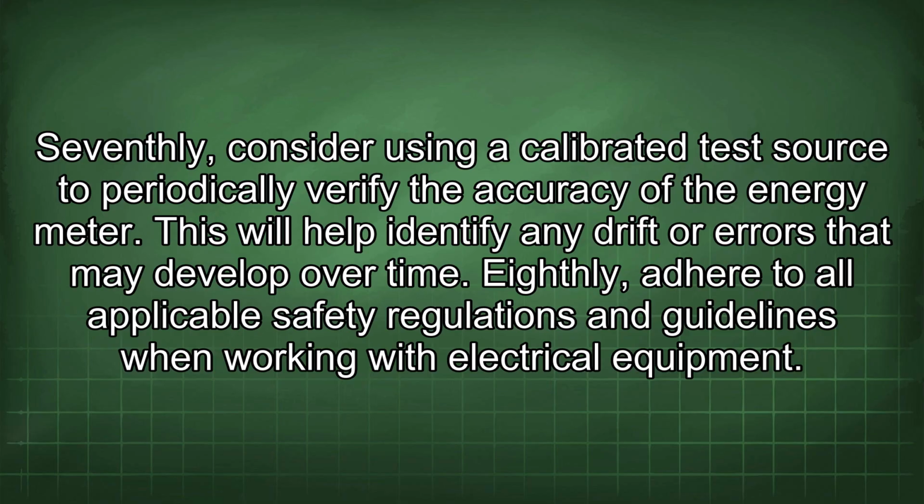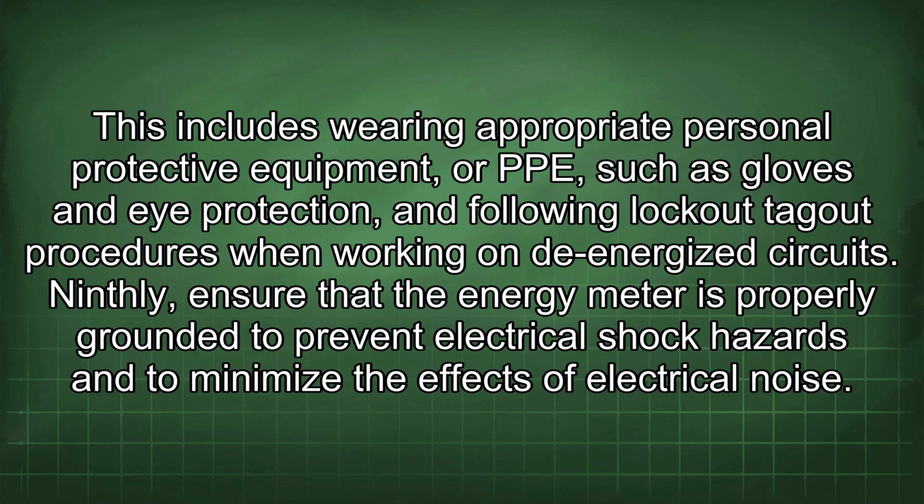Seventhly, consider using a calibrated test source to periodically verify the accuracy of the energy meter. This will help identify any drift or errors that may develop over time. Eighthly, adhere to all applicable safety regulations and guidelines when working with electrical equipment. This includes wearing appropriate personal protective equipment, or PPE, such as gloves and eye protection, and following lockout-tagout procedures when working on de-energized circuits. Ninthly, ensure that the energy meter is properly grounded to prevent electrical shock hazards and to minimize the effects of electrical noise.